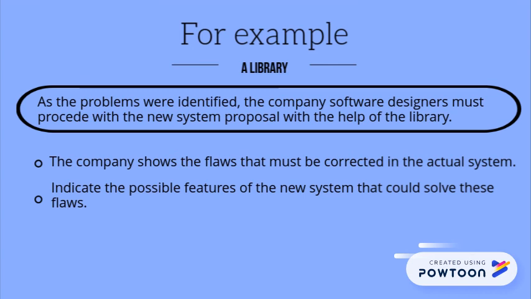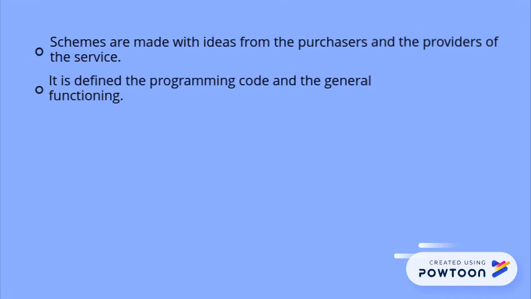While this is done, schemes must be made with ideas from both the company and the library. At the end, they should establish what specific programming language would be suitable for the development of the system, like Ruby or other programming language. And then, after all of this is solved, they can proceed to the implementation.